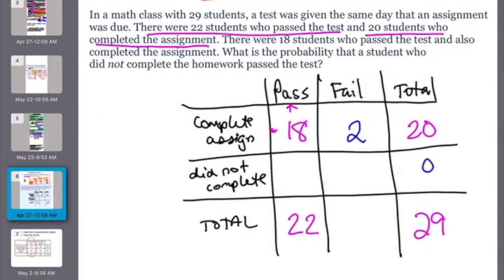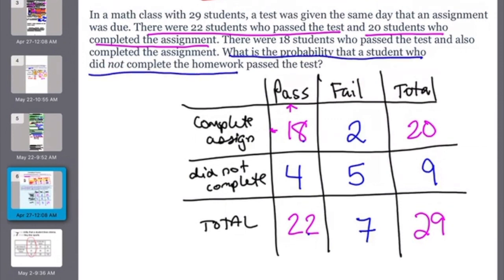Okay, so it's got to be 2 here because 18 plus 2 is 20. It's got to be 9 here. 29 minus 22 is 7. 7 minus 2 is 5, and 9 minus 5 is 4, and then I double check. 18 plus 4 is 22, so that's good. Okay, so now what I'm going to do is answer the question.